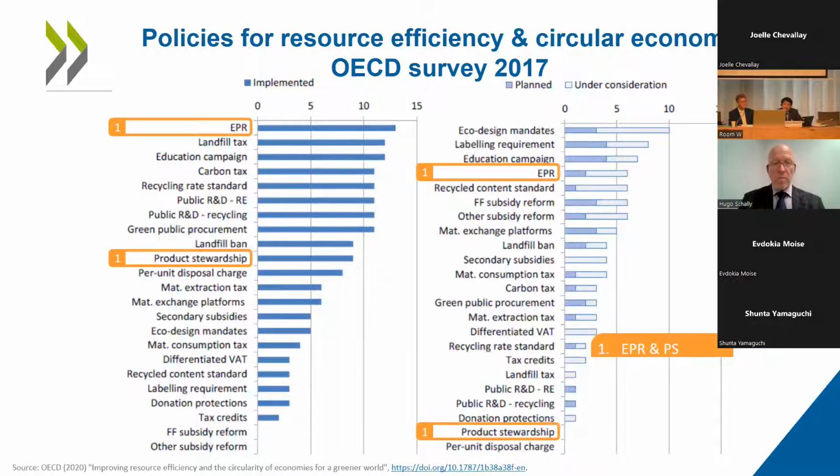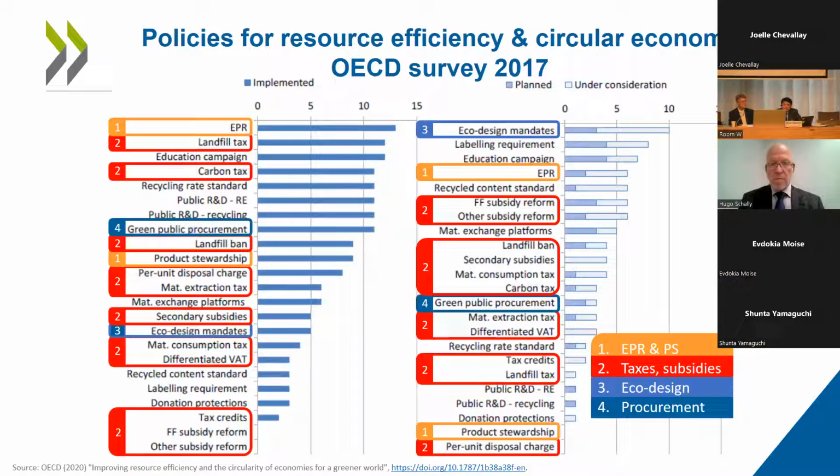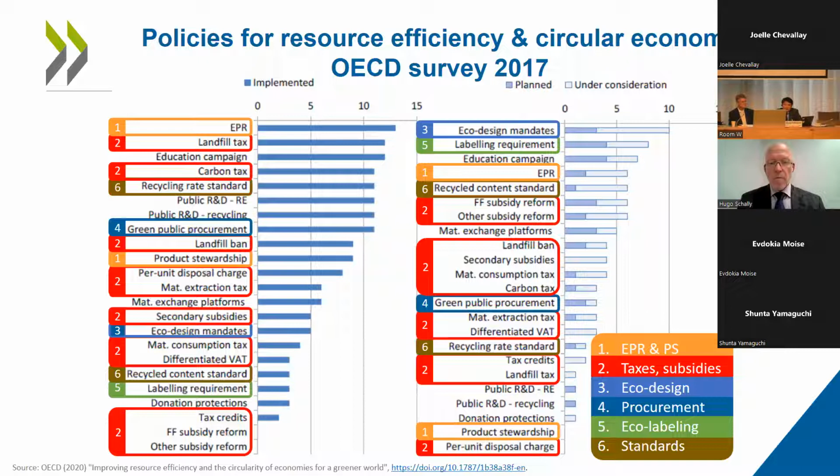First is around extended producer responsibility and product stewardship schemes. The second around taxes and subsidies. Third around eco-design. Fourth on green government procurement. Fifth on eco-labeling. And finally, around different standards. And I think these are the ones that would have some implications for trade.